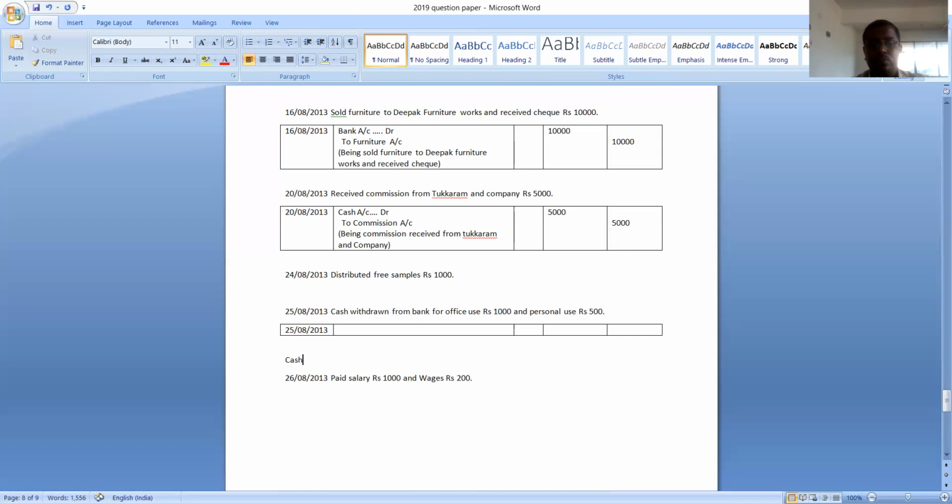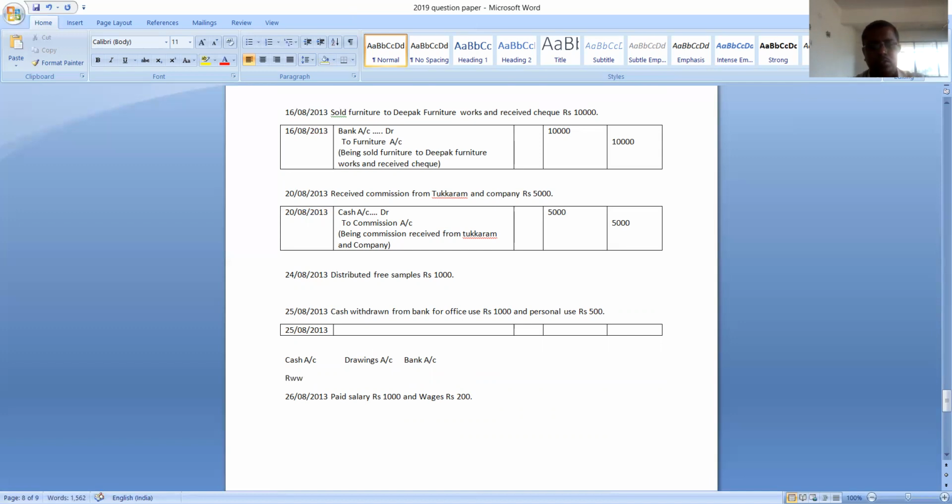So when he withdrew for office use, cash is coming into the business, right? So one is which account? One is cash account. And he is withdrawing some amount for his personal use. It indicates which account? It indicates drawings account. From where is he withdrawing? He is withdrawing it from bank. So another account is bank account. So like this, totally three accounts will come. One is cash account, another one is drawings account, and the third one is bank account.